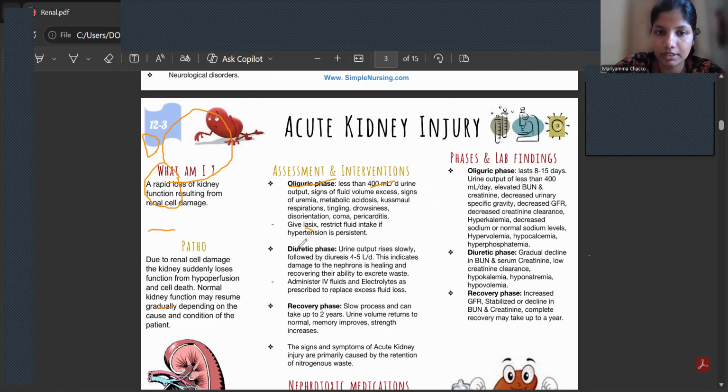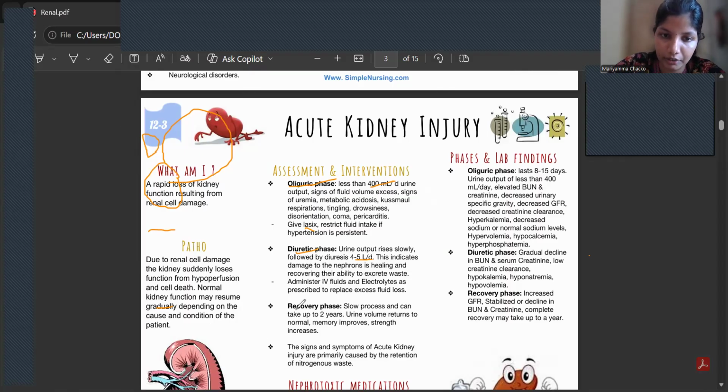Then the diuretic phase. What is diuresis? Diuresis means excess urine. Normal urinary output is about 1.5 to 2 liters. So when urinary output becomes 4 to 5 liters, that is the diuretic phase, which indicates damage to the nephrons. Is it clear for you?